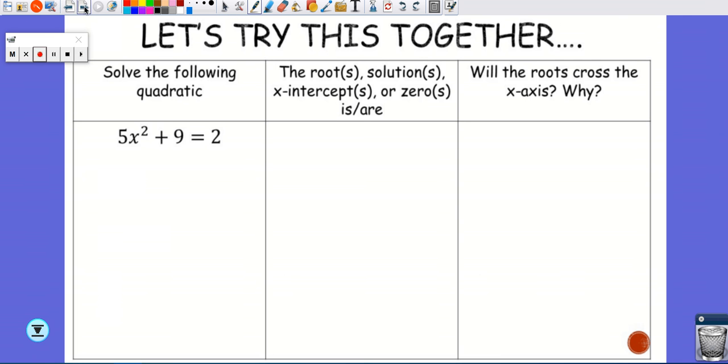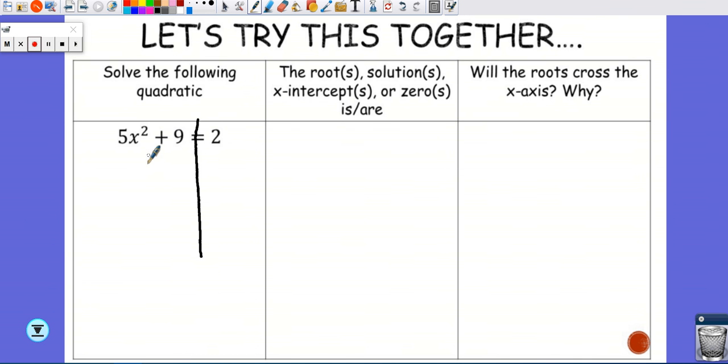Okay, so let's get into our problems. We're going to solve the following quadratic. I am going to use what is called the line method to solve this quadratic. What the line method means is the variables stay on the left side of the equation and the constants go on the right side of the line.